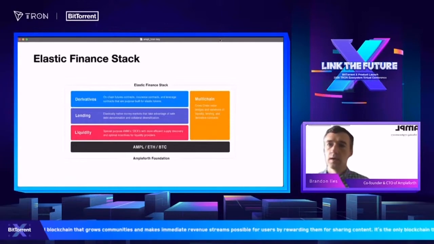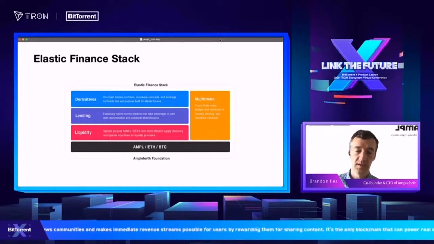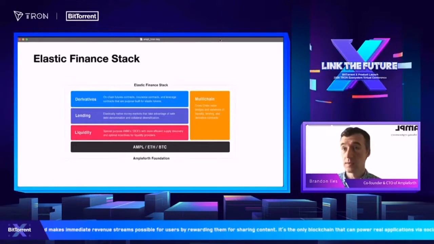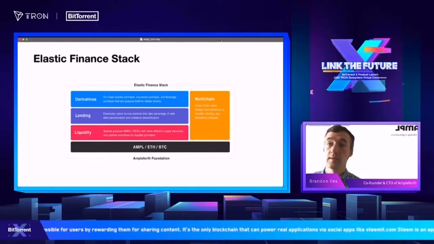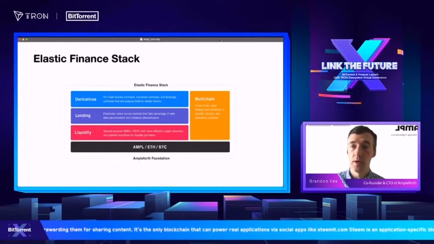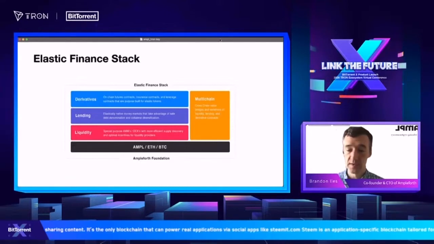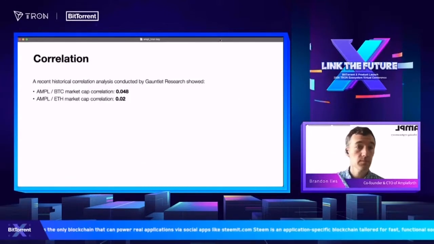So I think one thing that makes Tron interesting is the ecosystem that is being built up there, including the AMM Just Swap and the stablecoin and lending platforms. So we hope that we can support all of those applications going forward.